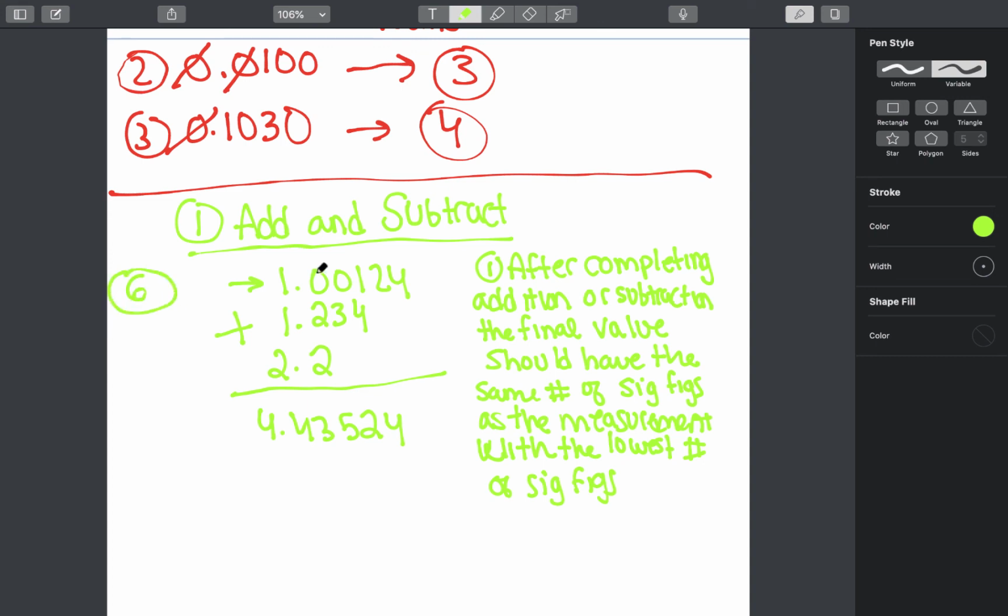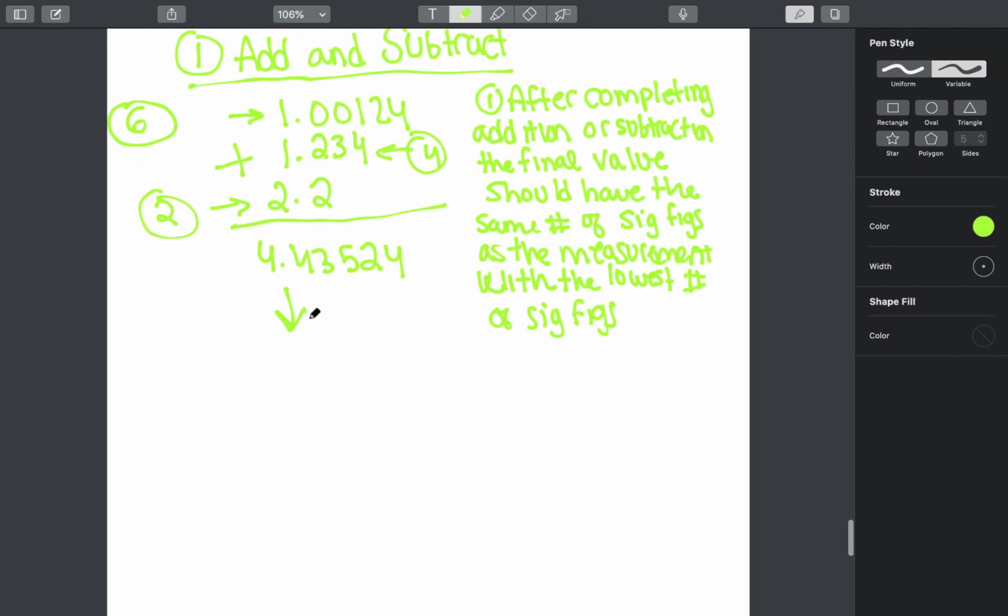And now these zeros are significant because they're in between two non-zero numbers. Then we have 1, 2, 3, 4. And then 1, 2. 2 sig figs here. So our final value should only have 2 sig figs. So our correct answer with the appropriate number of sig figs should be 4.4, because our value here is less than 5, so we round down to 4.4.